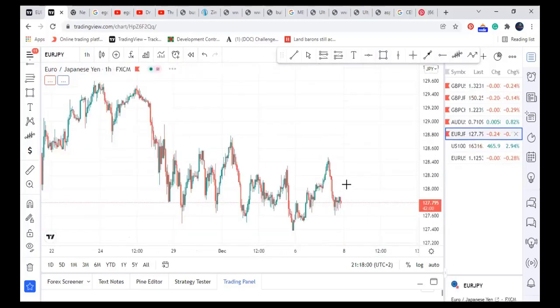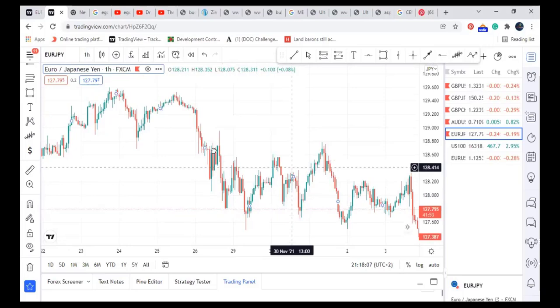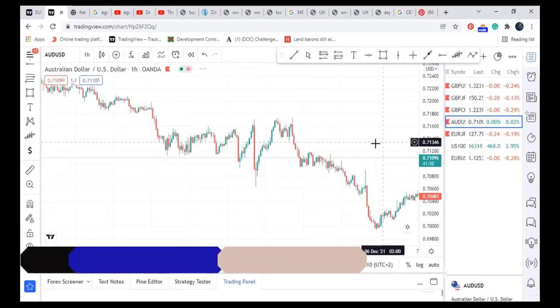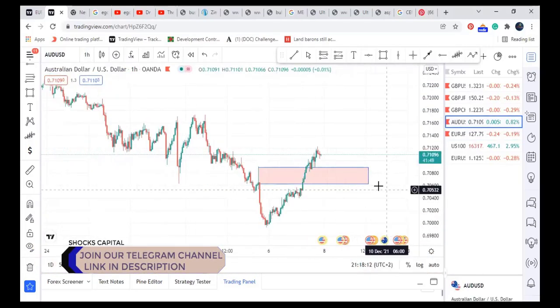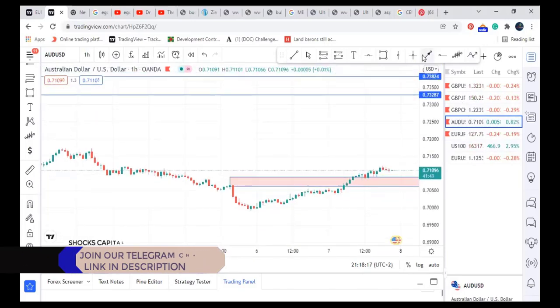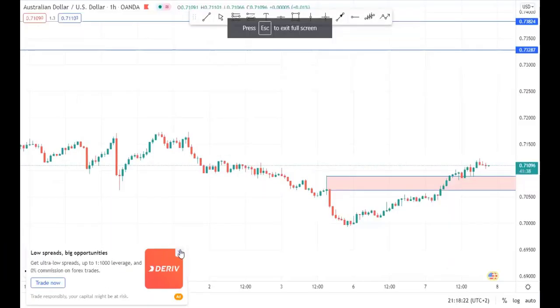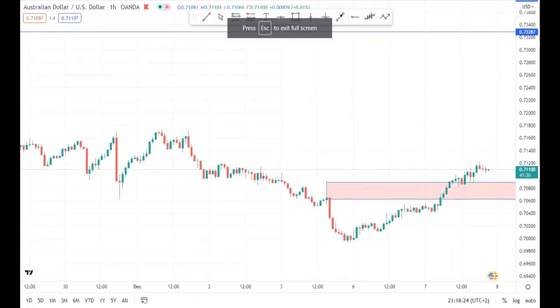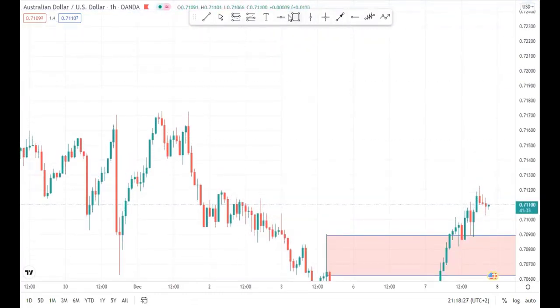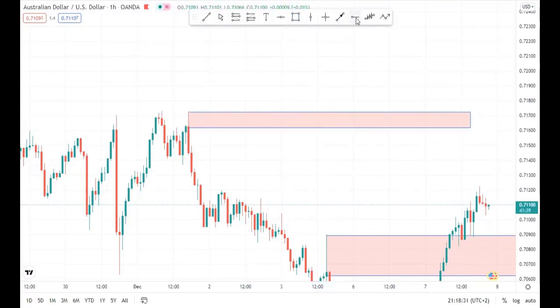Let's look at another example if we can find something of that nature. Here we don't have anything interesting. This is EJ. Let's look at AU. Do we have anything on AU? Yes, it looks like we have something here. Let's do this. So this is AU. What do we have? We have a rejection block. This is what we call a rejection block, and this is what we call a fair value gap.